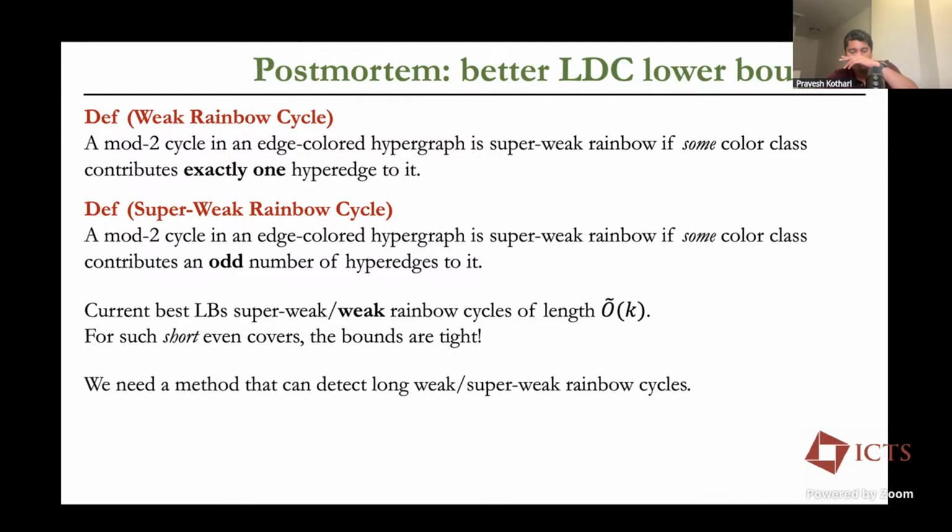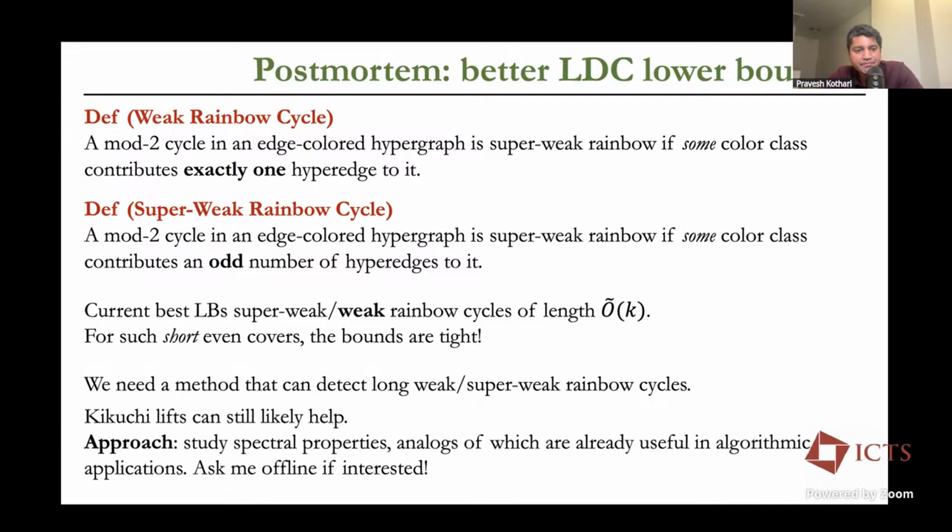And so we need a new method that can detect weak or super weak rainbow cycles longer than K length. This is, I think, what is missing in the current techniques and is a major barrier that, if crossed, would likely allow us to prove significantly better lower bounds. There is a natural approach to it, which I can't describe to you because I did not tell you the technique that we use to make these improvements.